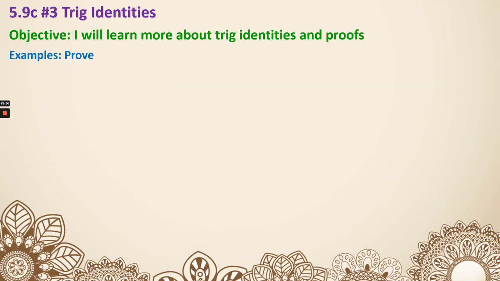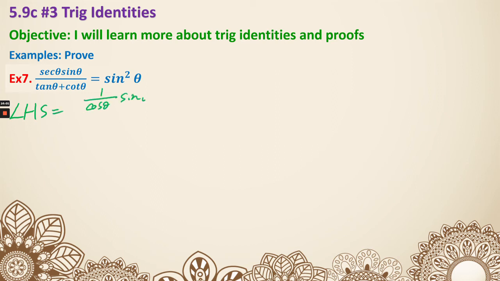Next, example 7. Let's start with the left-hand side. Secant is 1 over cosine, and we have another sine. The bottom, tangent is sine over cosine, and cotangent is cosine over sine. The more you work with these, the more you will actually remember tangent plus cotangent is just 1 over sine times cosine. But for now, we are going to still use a common denominator way.